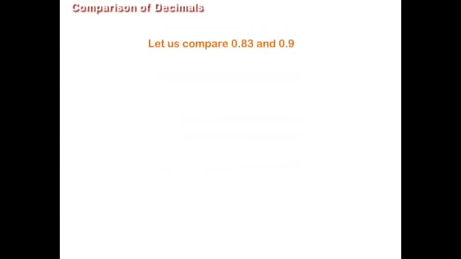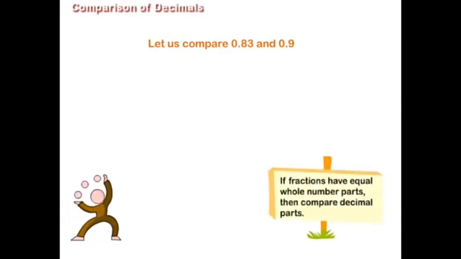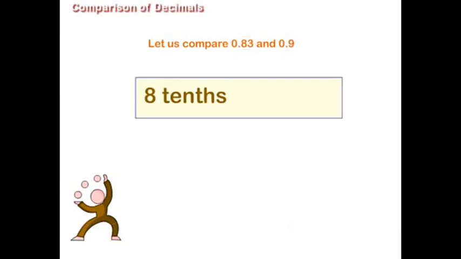Now, let us compare 0.83 and 0.9. If decimals have equal whole number parts, then compare the decimal parts. 0.83 has 8 tenths and 3 hundredths, whereas 0.9 has 9 tenths. Since 8 tenths is less than 9 tenths, 0.83 is less than 0.9.